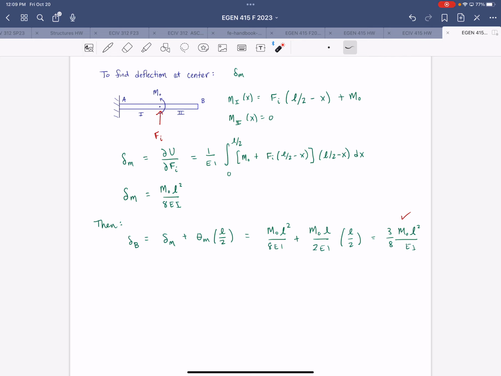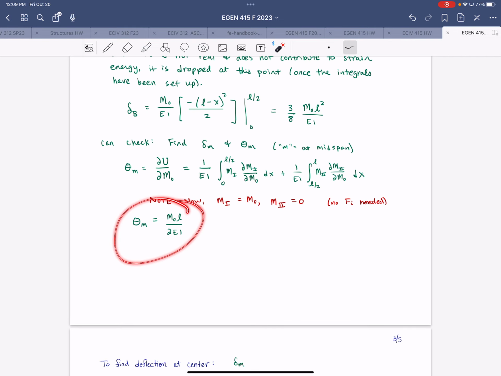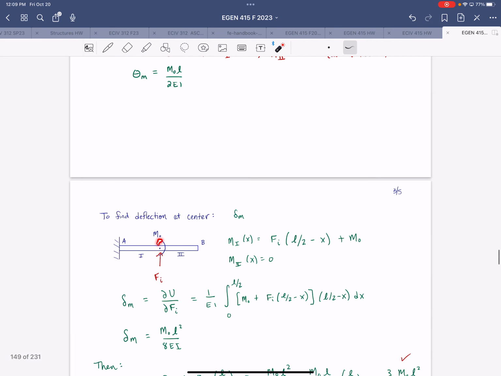So a positive result here means that our deflection is in the same direction as the applied fake force, and that makes sense with this loading, right? A counterclockwise moment applied there would have the effect of sloping the beam upward, right? And so that also means a positive slope would be consistent with the direction of the applied moment, which is consistent with that upward deflection.